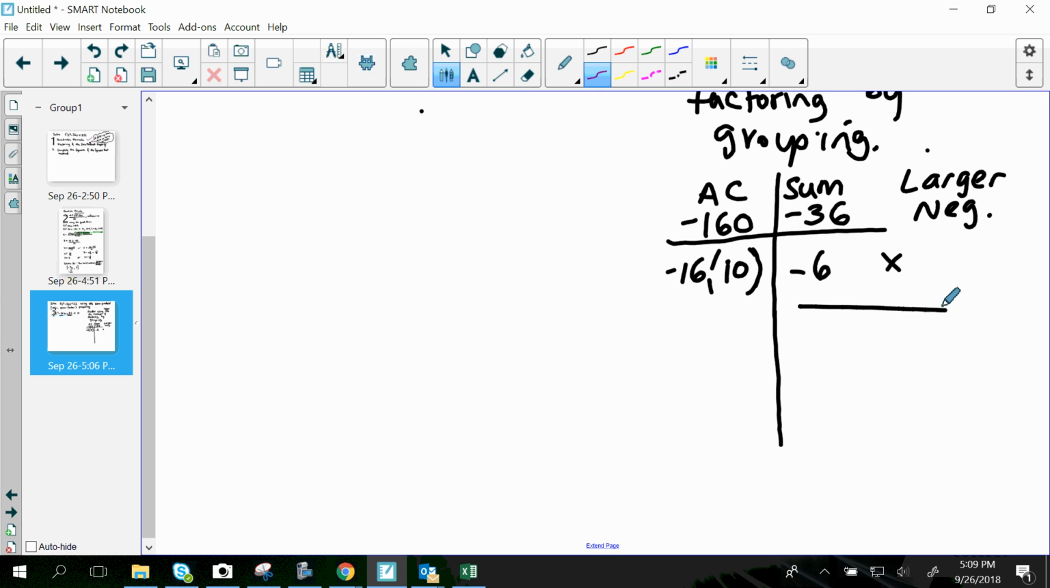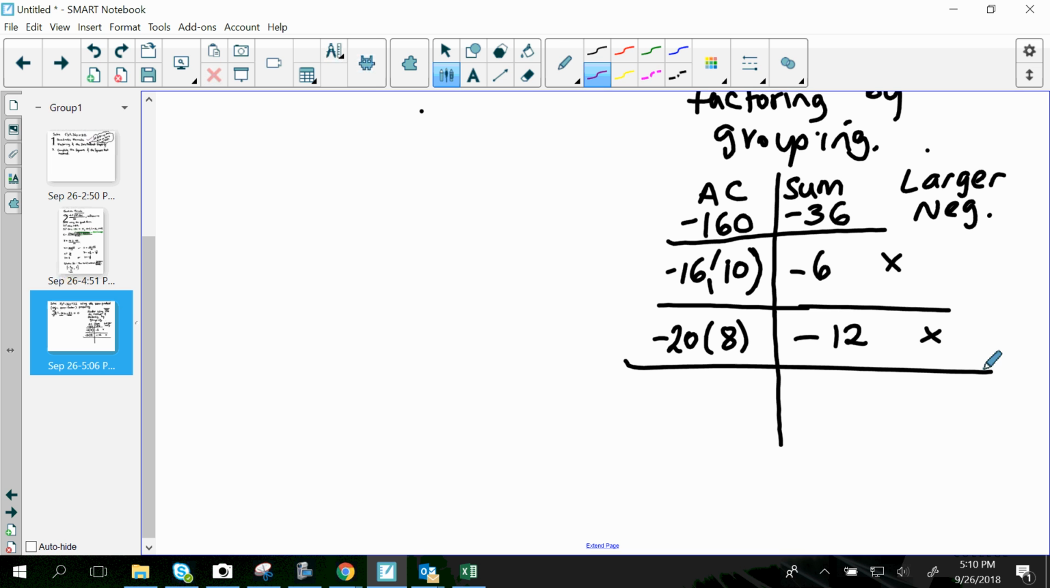Okay, so we're going to have to come up with another set. How about just 8 times 20? Again, I would have to give the larger number the negative, so negative 20 times 8, which would give me a sum of negative 12. Okay, that's no good. What about 4 times 40? We'll give the larger number the negative, and then you actually end up with a sum of negative 36, which is what we want.